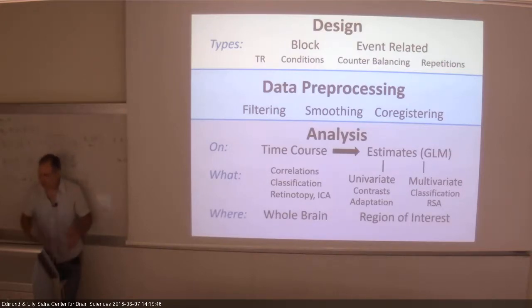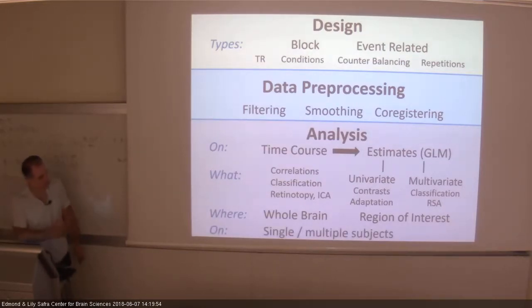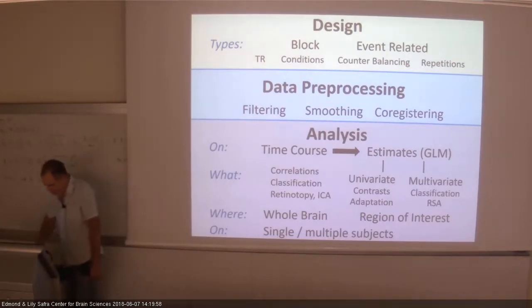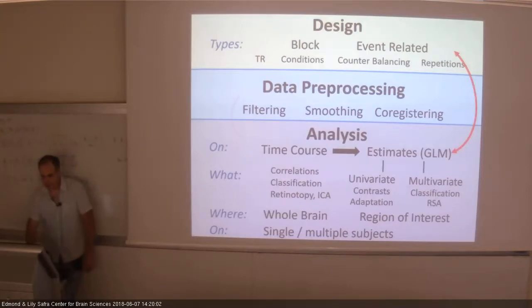And of course, you can analyze the whole brain or choose a region to analyze. So there's a lot of choices. Some of the analysis can be done on single subjects, on multiple subjects. So there's a lot of choices you have to make and a lot of ways to approach this. And like I said, everything is dependent on another thing, right?